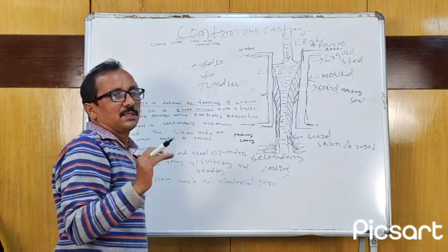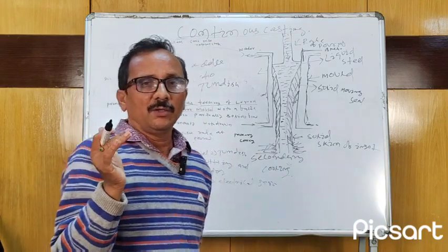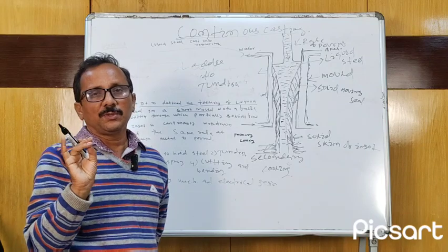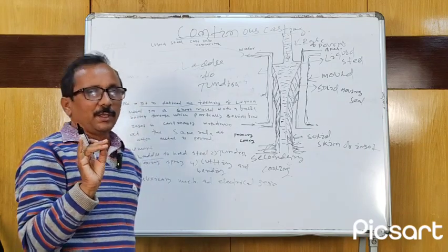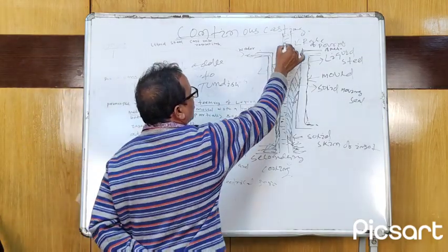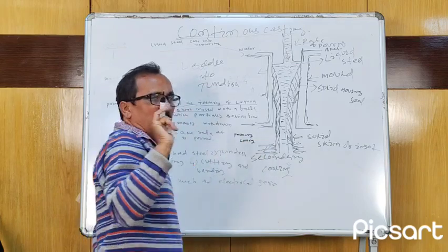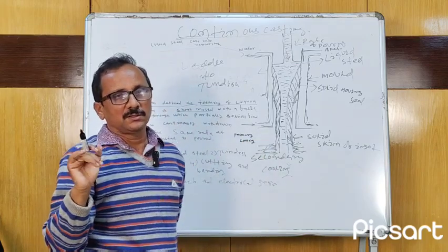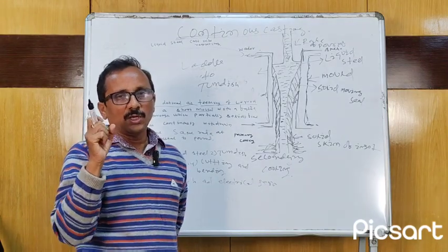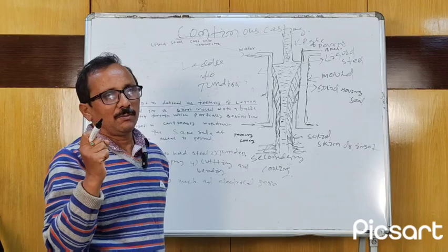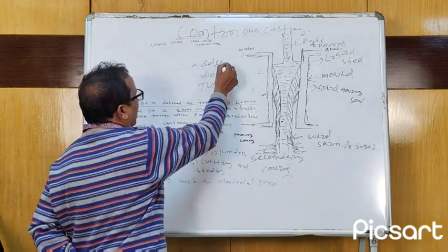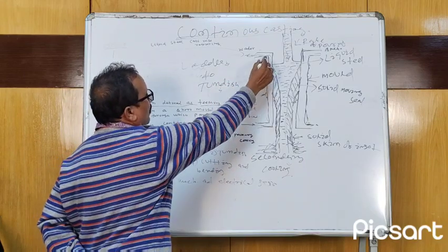Tundish is just an intermediate holder where the metal is poured, and it controls the speed of the metal pouring. Here the metal is poured through a tundish. The tundish just controls the speed of the hot metal. So that is a controlling mechanism to control the fluidity and speed of the metal pouring. Metal is always poured from ladle to tundish, then to mold.